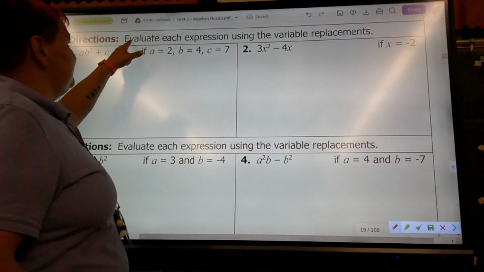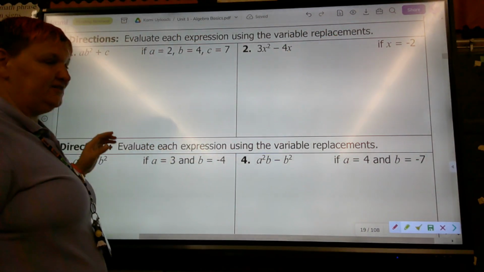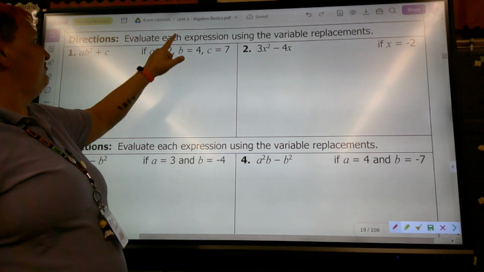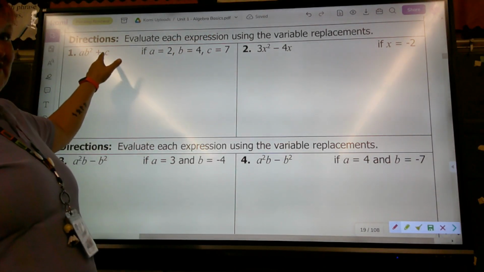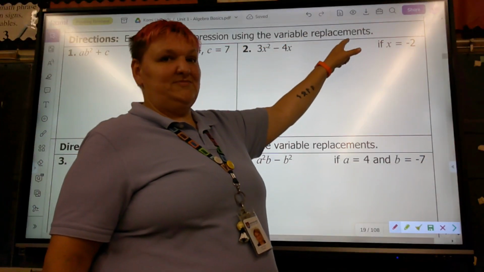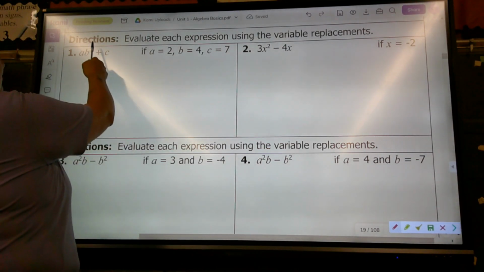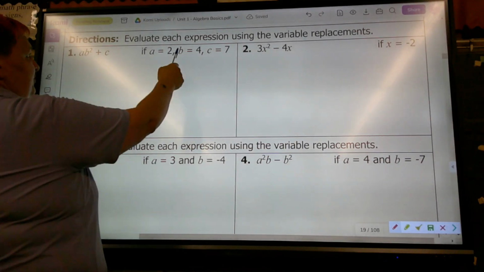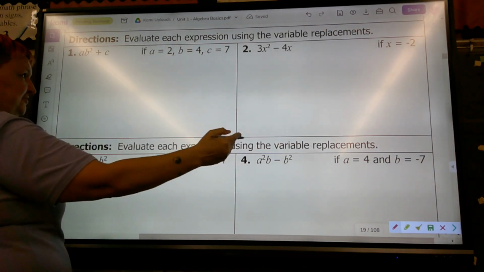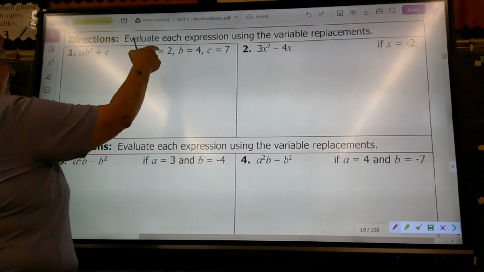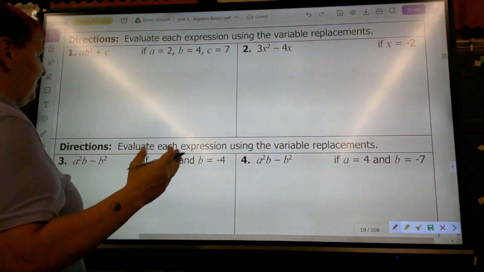Alright, evaluate each expression using the variable replacements. There's a lot going on in those directions. Evaluate, meaning solve. Each expression, meaning it doesn't have an equal sign, using the variable replacements, using substitution property. So, AB squared plus C, if A is 2, B is 4, C is 7. All we have to do is substitute the variable for the value. And remember, every time you replace a variable, put it in parentheses. I'll show you why.